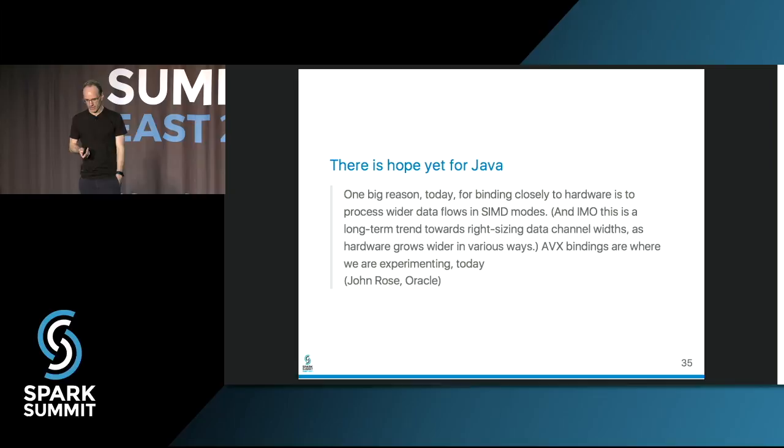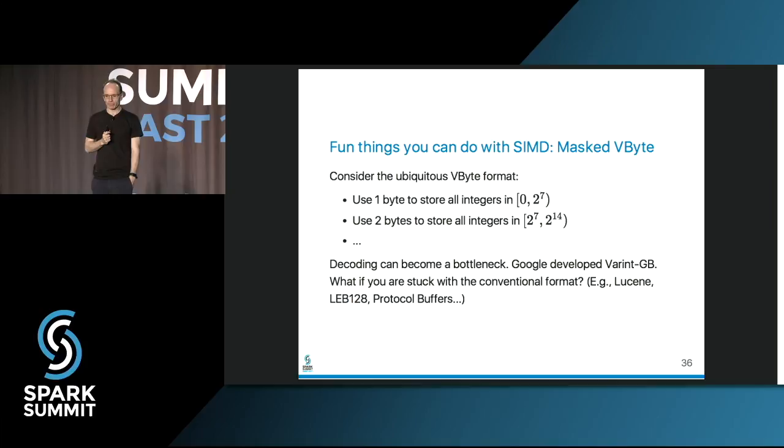I'm going to conclude very quickly with just an example of work we did. Things like Lucene and so forth, search engines in general, use compressed formats. One of them is vbyte, where you use one byte to store the integers that are small, and then two bytes to store the integers that are a little bit larger, and so on. And this can be a bottleneck. So Google developed something called Variant GB to go faster. But the problem is that if you have to be compatible with Java and so forth, you're stuck with the original format. It can be kind of bad if you have a bottleneck.